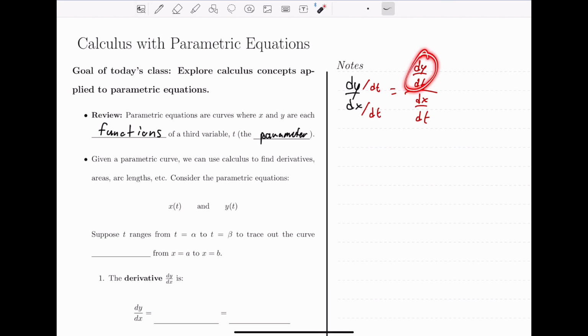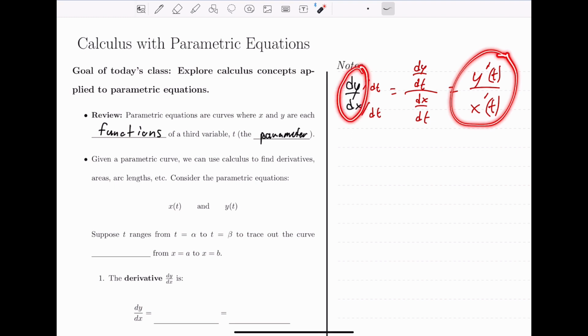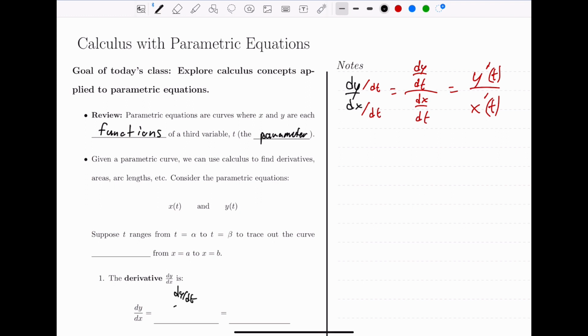Now dy/dt is the derivative of the y function. We could write this also as y prime of t. So we have y prime of t divided by x prime of t. This expression is now in terms of t, and it will give us the derivative, the rate of change of y with respect to x, in terms of t. So the derivative, we could think of either as dy/dt over dx/dt, or we could think of it as the derivative of the y function over the derivative of the x function. These are equivalent, just written in a couple different forms.